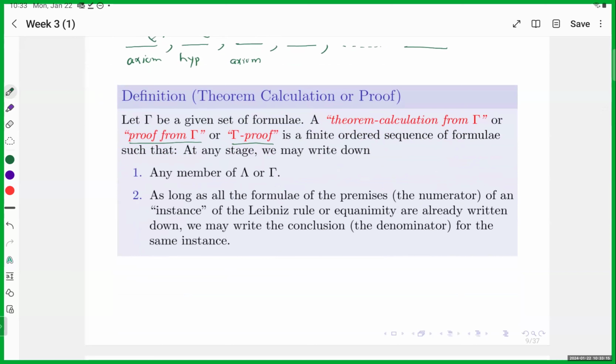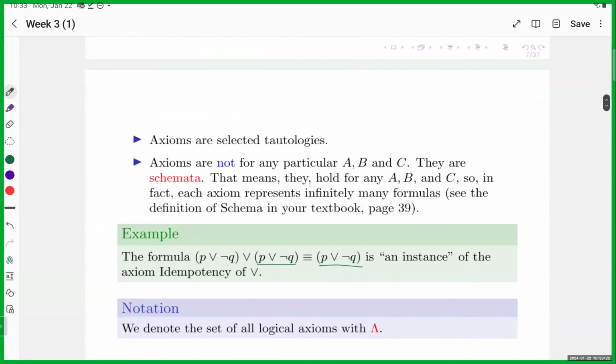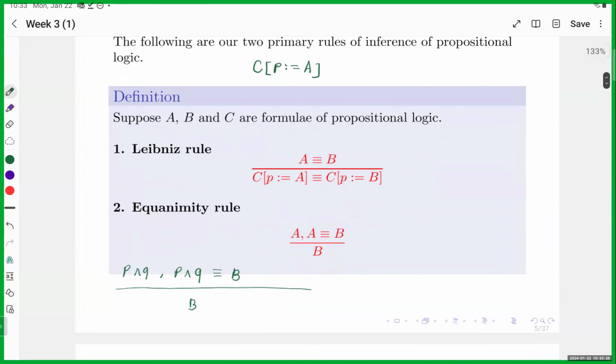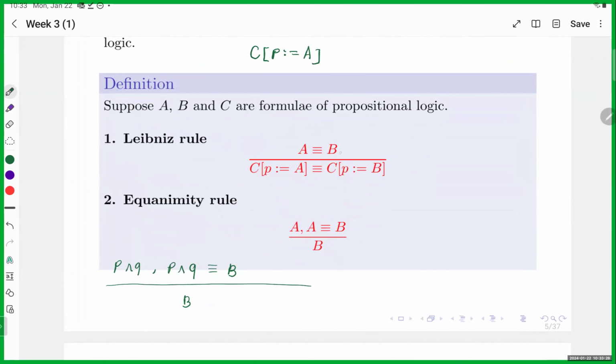The second one is, remember we had two rules of inference, Leibniz and equanimity. Let me bring them up here. If we have written the top of the fraction, the numerator, then we can write the bottom. In the case of Leibniz, if A is equivalent to B is written, then for any C, any variable P, I can write this formula, but only if A is equivalent to B is already in my proof, that is, a member of the sequence. Then I can write the denominator.